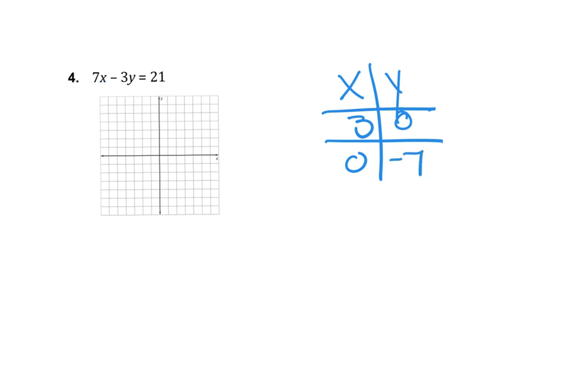So when we go to graph this, we're going to walk over 3, go up 0. And then now we're going to walk over 0, but we're going to go down 7. And now we've got the 2 points we need to graph the line. All right, so in this lesson, we took a look at how to graph equations by using the intercepts.